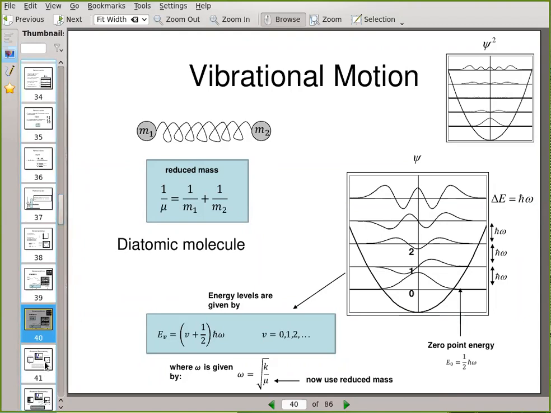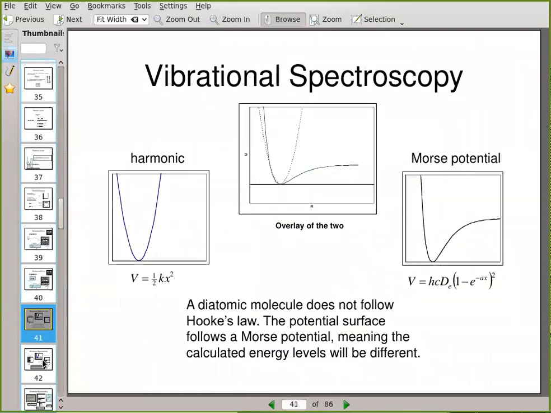Okay. But of course, remember from molecular mechanics that I said that an x squared potential does not really match a bond that well. So the question is, what does a real bond look like? Does it really look like an x squared potential? The answer is no, it doesn't.